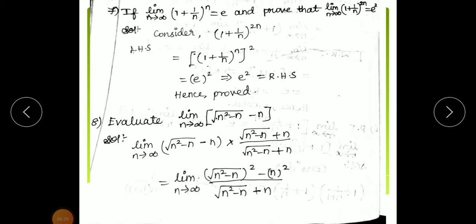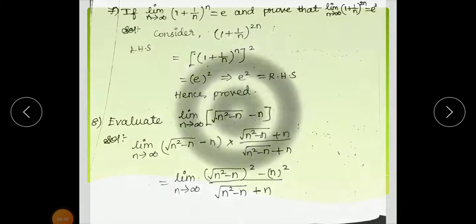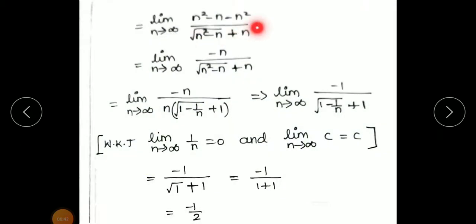Next one, limit n tends to infinity root of n squared minus n minus 1. So multiply and divide by the conjugate of that, so plus n divided by plus n we are applying here. Then multiply and take the roots squaring and then separate it, and n squared minus n cancel it. Then a minus n will come and the remaining term. Then apply the limit n tends to infinity. So 1/n equal to 0. So apply there. So minus 1 by 2.